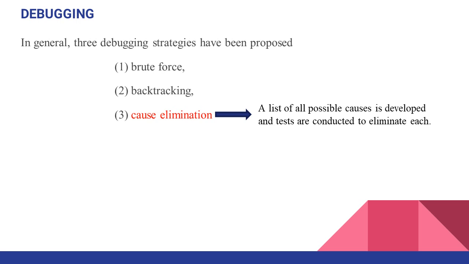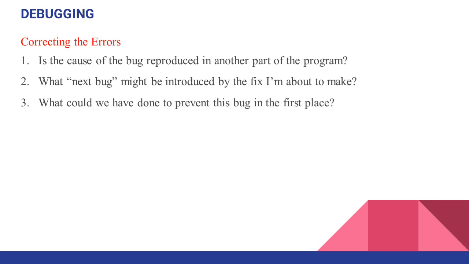Once a bug has been found, it must be corrected, but as we have already noted, the correction of a bug can introduce other errors and therefore do more harm than good. Here are three simple questions that should be asked before making the correction that removes the cause of a bug.